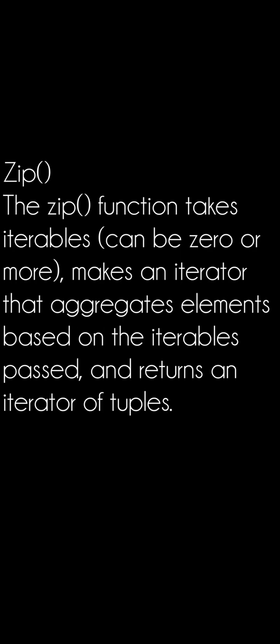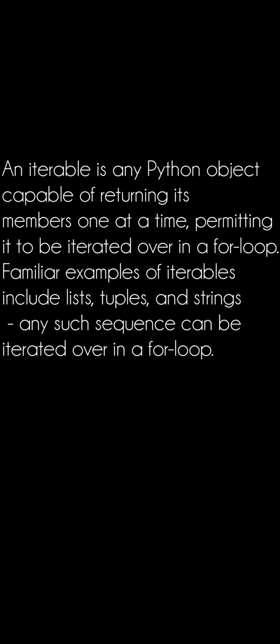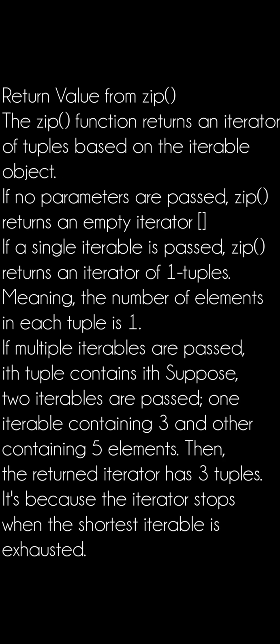Zip. The zip function takes iterables, makes an iterator that aggregates elements based on the iterable passed, and returns an iterator of tuples. An iterable is any Python object capable of returning its members one at a time, permitting it to be iterated over in a for loop. Familiar examples of iterables include lists, tuples, and strings. Any such sequence can be iterated over in a for loop.